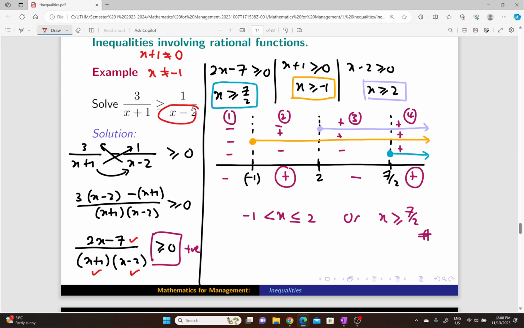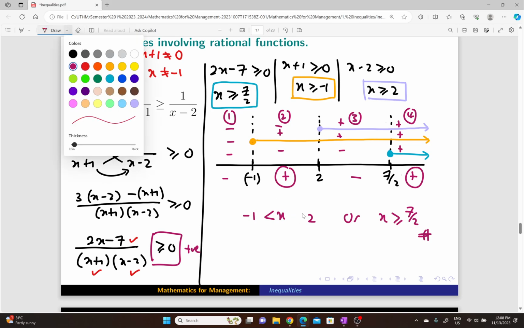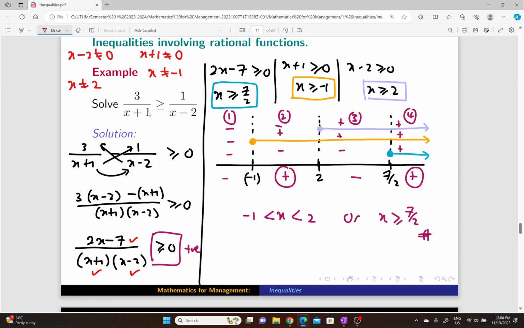Same goes here, this one now. X cannot be equal to 0. So x minus 2 cannot be equal to 0. X cannot be equal to 2. So x cannot equal 2. I don't want to put the 2 here. We have to make sure our solution doesn't contain the value which makes the denominator 0. This one no problem. Okay, only for this one.